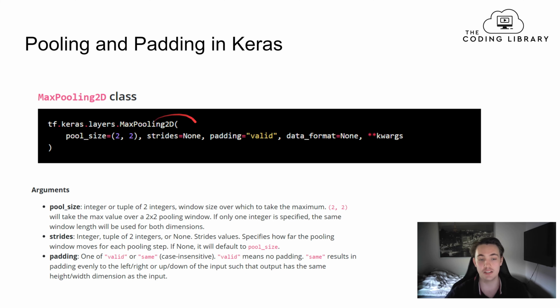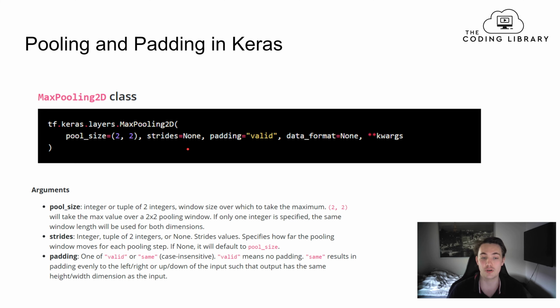Or if we specify none here, which is the default, it will just make the same strides as the pool size. So in the case here, we specify none, and we have a pool size of 2x2. We will actually make 2 strides in our max pooling layer, and that will give half the dimensions of the image when we're using strides equal to 2 in this case.